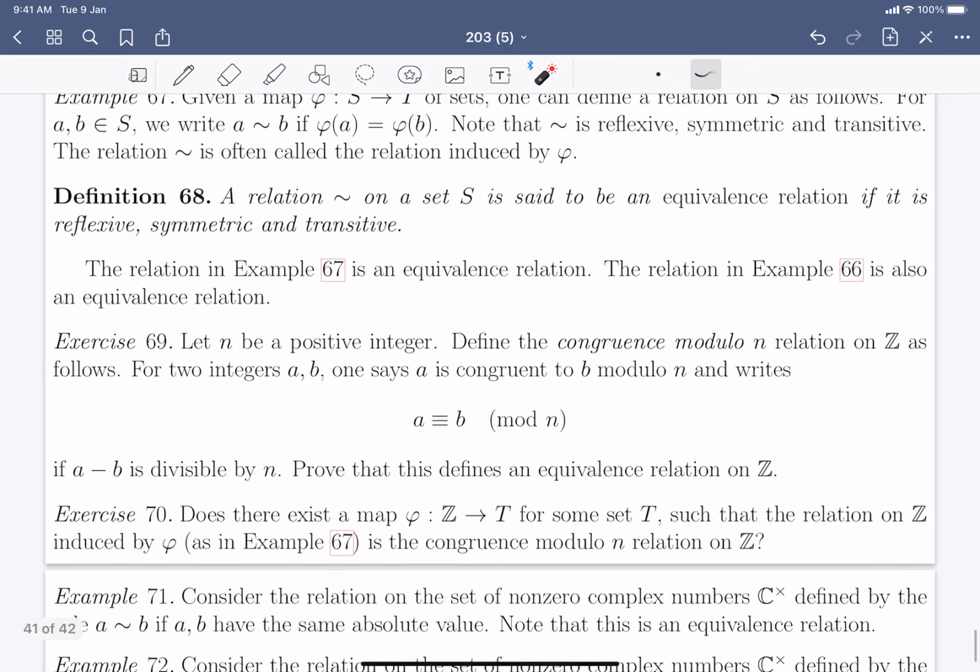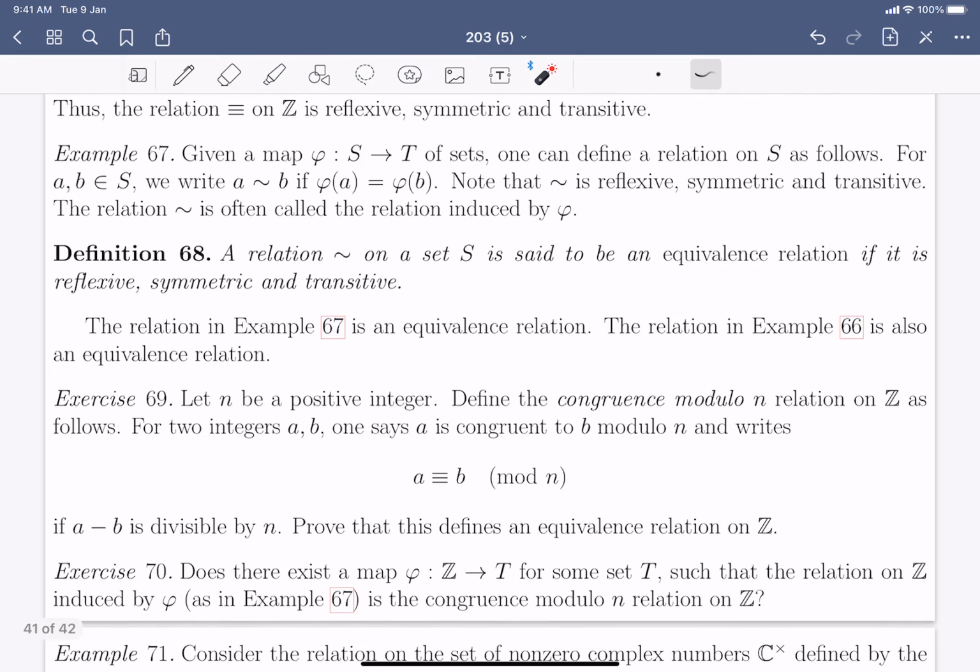Okay, great. Now here is an exercise. You have just defined a congruence relation, an equivalence relation. It's your task to prove it, so let's assume that you have proved it. So we have defined an equivalence relation on Z. Now it's your task to see whether this equivalence relation can also be obtained from example 67.